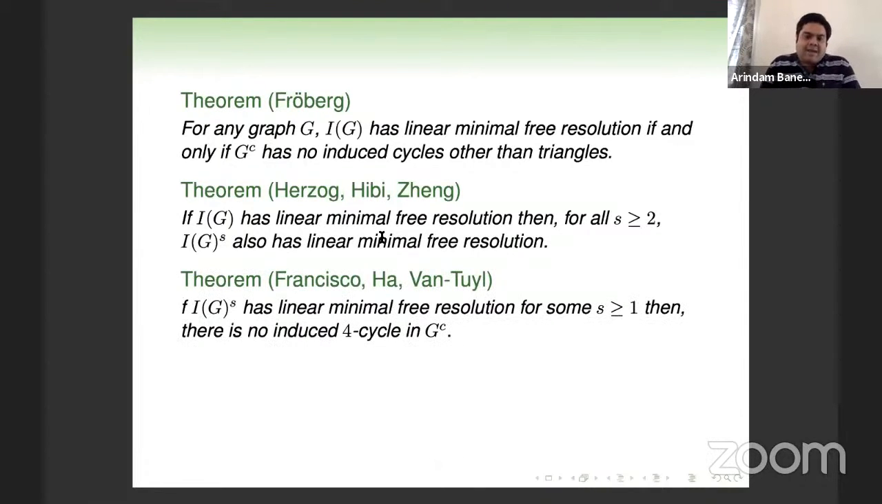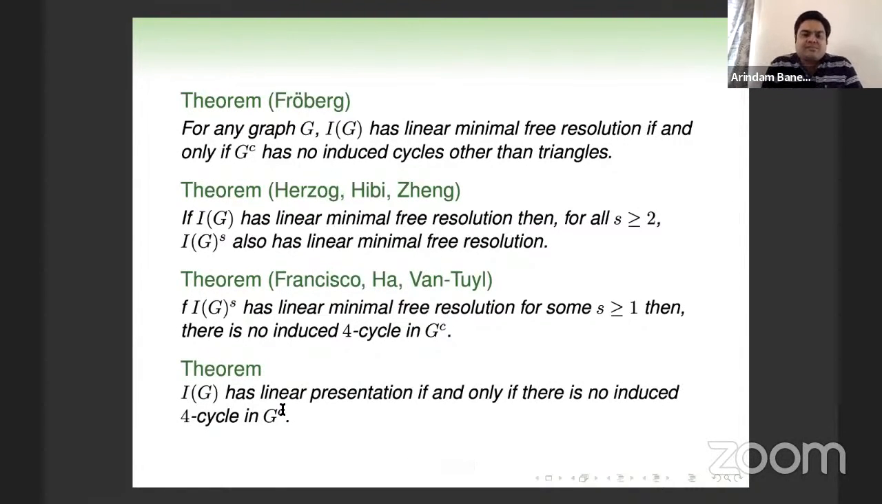So Francisco and Van Tuyl, during their personal communication, observed the following results. Oops, sorry for this typo. There shouldn't be any F. There should be if. If I_G power s has a linear minimal free resolution for some s, then there is no induced 4-cycle in G complement. So this is a weaker converse of the Herzog-Gibbs result. Any power has linear minimal free resolution, then there is no induced 4-cycle in the complement.